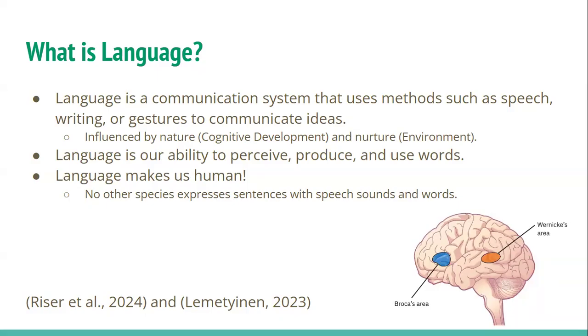So when I say nature, we've got this biological disposition in our brains. Language processing occurs in the left hemisphere of the brain, which includes reading, oral speaking, those language tasks. And the nurture, the environment piece, well, vocabulary depends on how much vocabulary you're exposed to. Which language do you speak? English, Spanish, Portuguese? Language is our ability to perceive, produce, and use words. And it makes us human because there is no other species that expresses sentences with speech. Okay, let's go to the next slide.